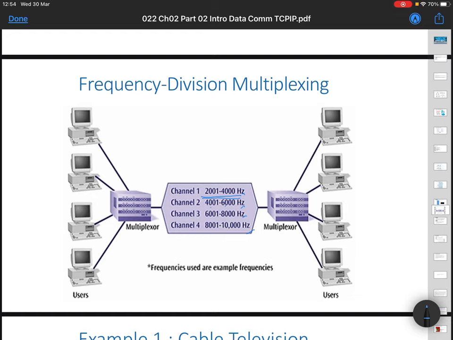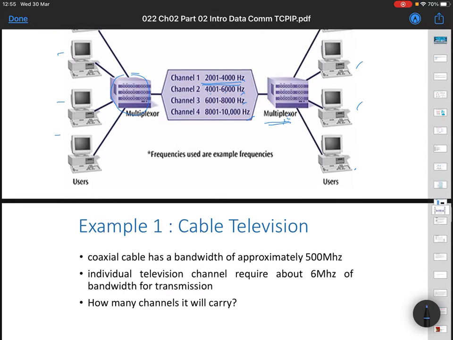So, these four users have their own signal. And then, at the multiplexer, this signal is converted into this channel. Okay. So at the demultiplexer, you will get the signal back into four different users.